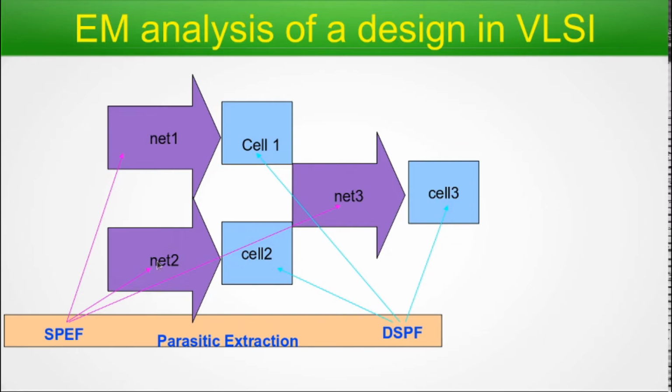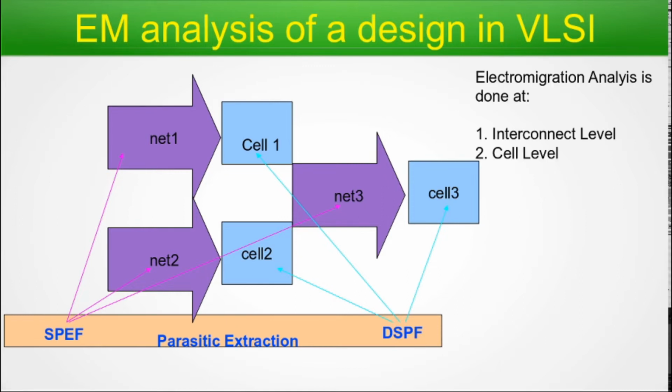Generally the nets are extracted in SPACE format and the cells are extracted in DSPF format. These are parasitic extractions. Later I will exemplify SPACE and DSPF. These are prerequisites that we need to do. Both types of analysis are done: one at the interconnect level and as well as the cell level. Cell, because inside a cell there will be some metal wires and they can contribute to an EM violation. So we have to do both.